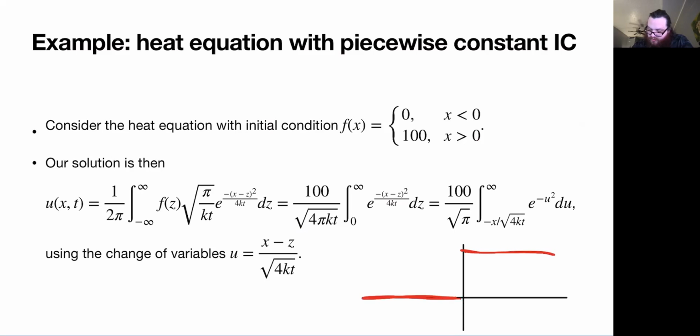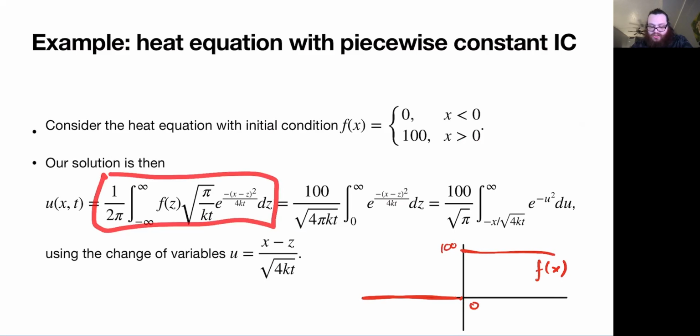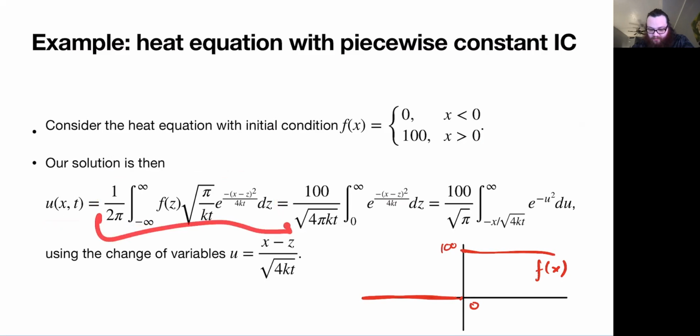So this is 100 and 0, and this is a graph of f of x. In practice, it doesn't really matter what's happening at any individual point. So using our general representation of solutions, the solution to the heat equation takes this form. Plug in the initial condition f of x.